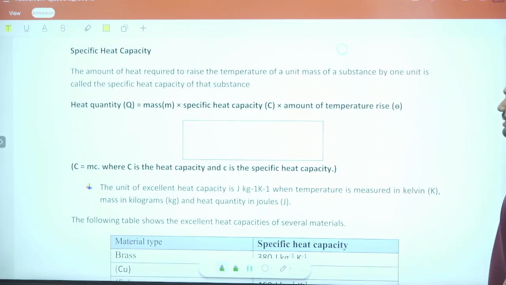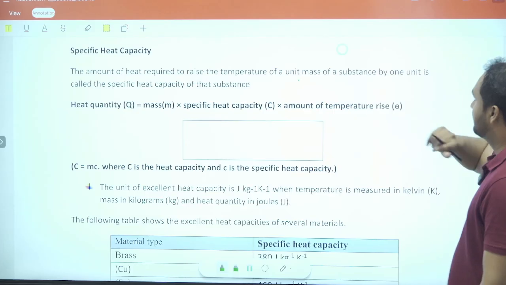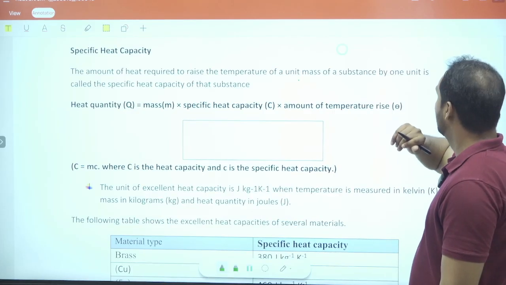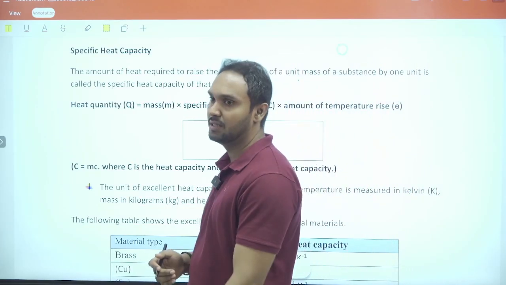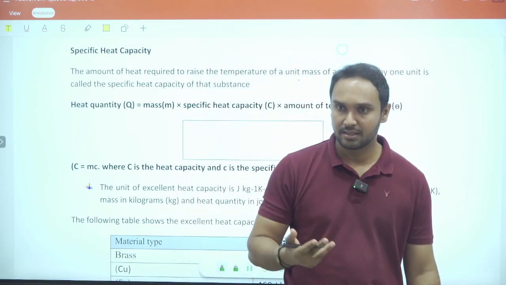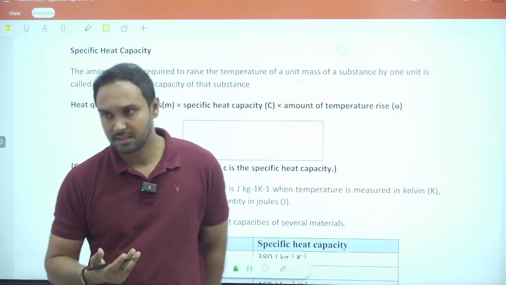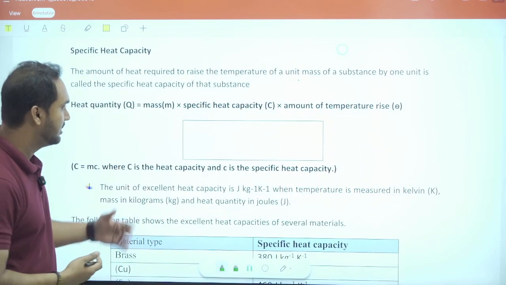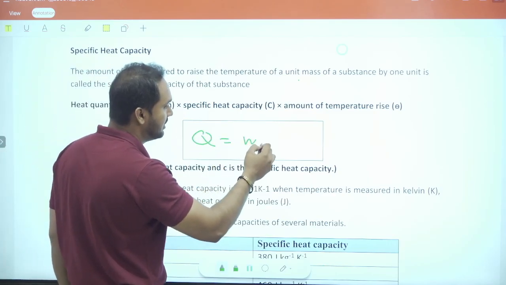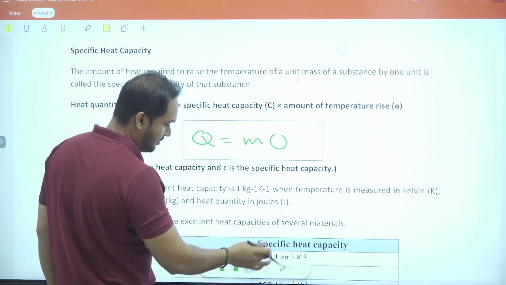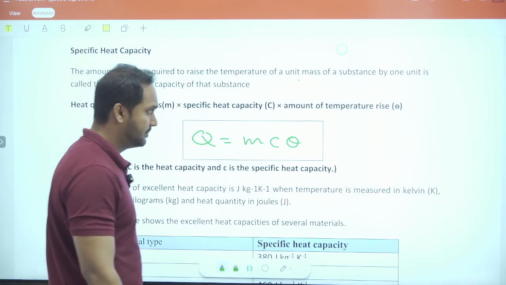the amount of heat required to raise the temperature of a unit mass of a substance by 1 unit is called the specific heat capacity of the substance. So increasing the temperature of 1 kilogram of mass by 1 unit is the specific heat capacity. So what is the equation here? Q equals mc theta. Now define the terms.